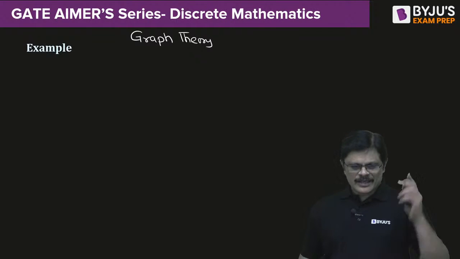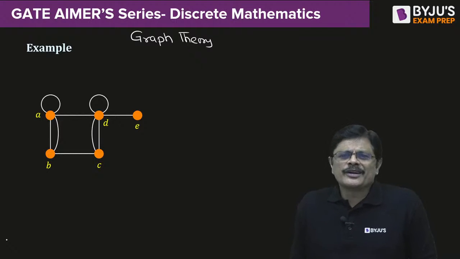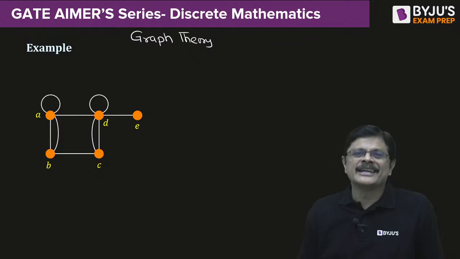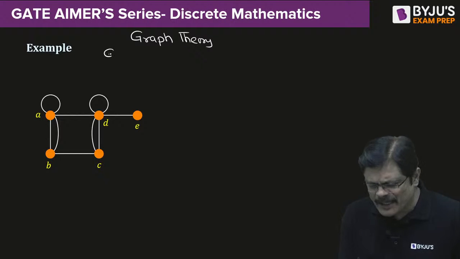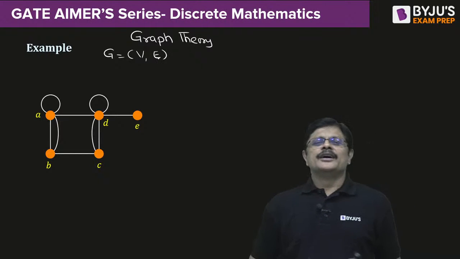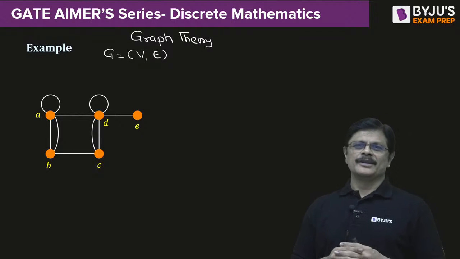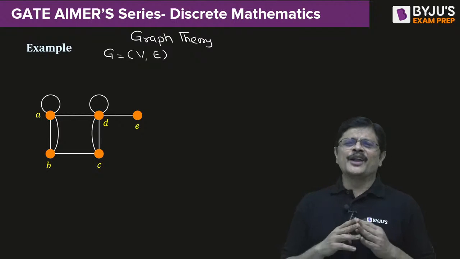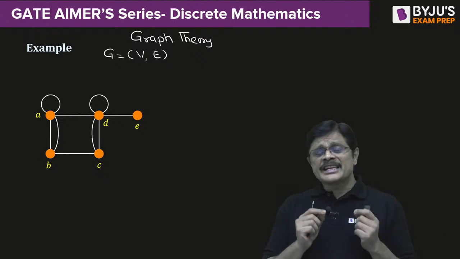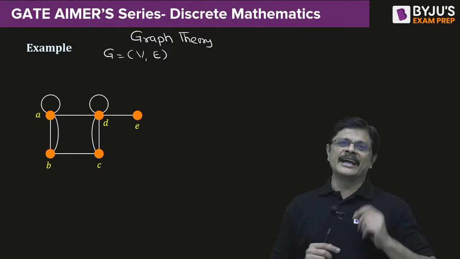Look at this graph, my dear friends. Graph means what? It is an ordered pair of vertices and edges. A graph is simply an ordered pair of vertex set and edge set. Each edge is identified with two vertices. If the vertices are not ordered, then you call it an undirected graph. If you identify each edge with an ordered pair of vertices, then you call it a directed graph, or simply digraph.